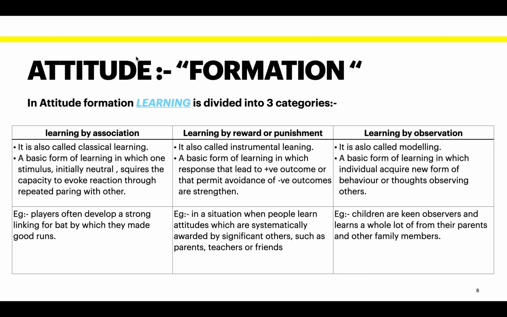Now, talking about learning by association, it is also called classical learning. Learning by punishment or reward is called instrumental learning. Learning by observation is also called modeling.